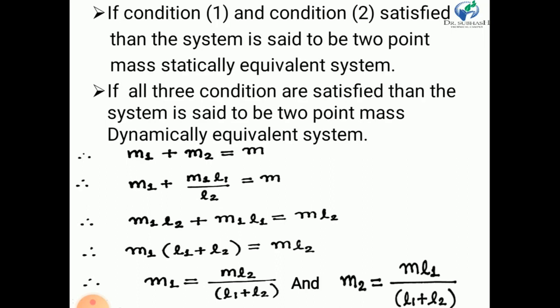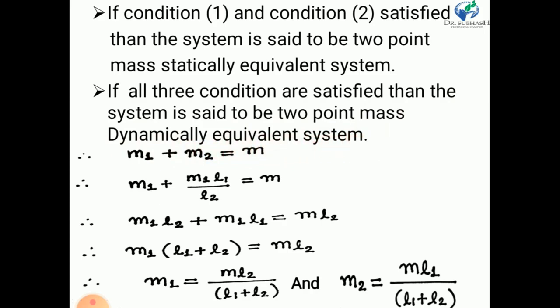Now if conditions 1 and 2 are satisfied, then the system is said to be a 2-point mass statically equivalent system, and if all three conditions are satisfied, then the system is said to be a 2-point mass dynamically equivalent system.